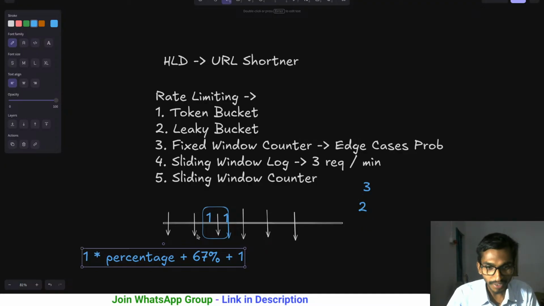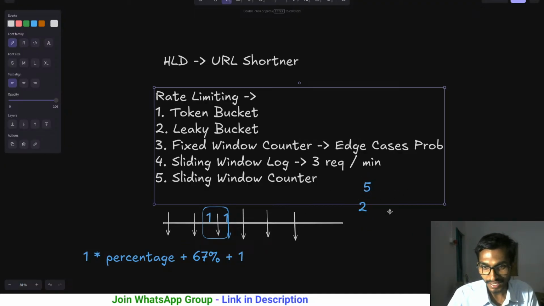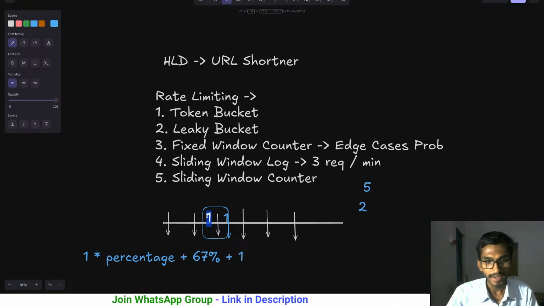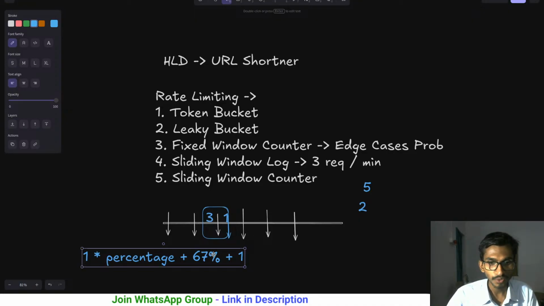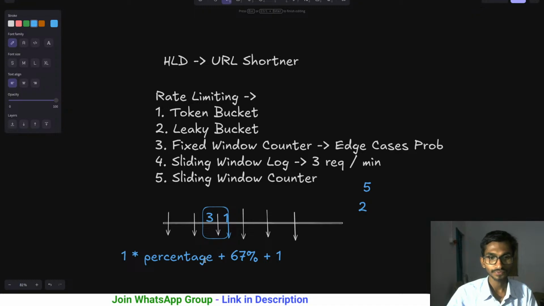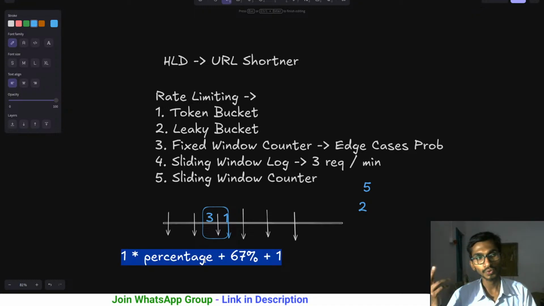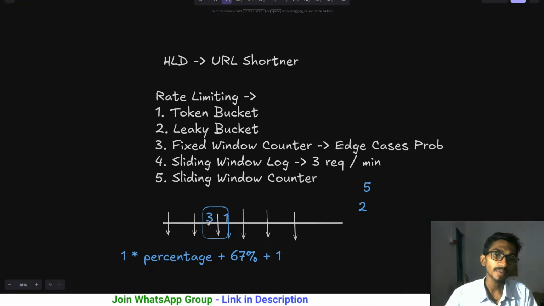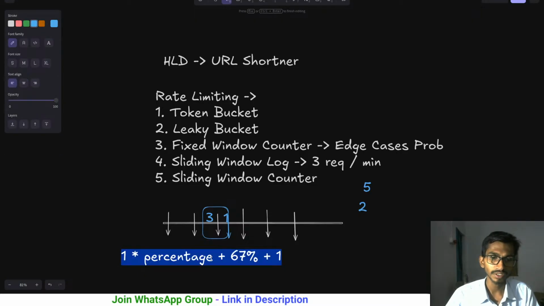Let me just calculate it another way. Suppose 5 requests are possible, and here we have 3 requests before and 1 request after, or probably 2 and 1. Let's make it 3 and 1. Now if I try to calculate, there are 3 requests previously, and suppose 3 to 4, 100%, 25, 75. So 75%, suppose time has been covered here. Just for example, it doesn't really matter. It could even be 50%.